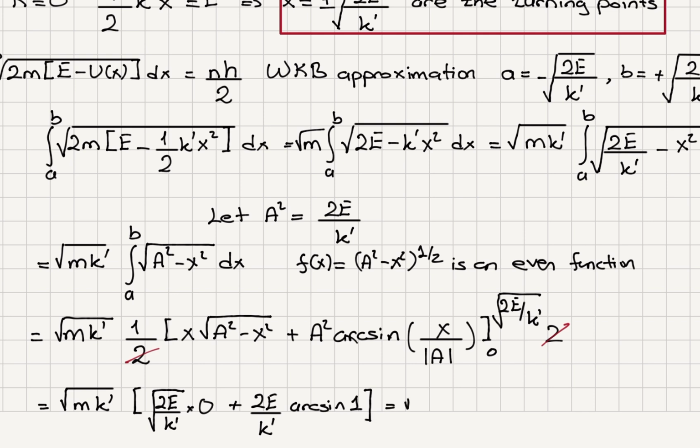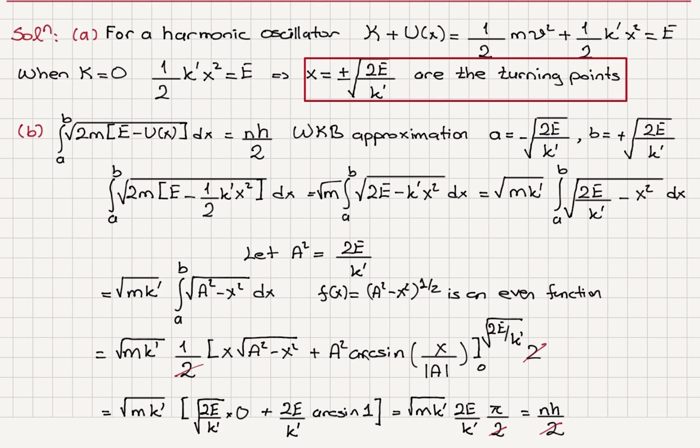And that gives me square root mk prime multiplied by 2E divided by k prime. And what is arc sine 1? It is pi over 2. Sine 90 is 1. So this is equal to nh over 2 according to the WKB approximation. And you can see that these two 2's will cancel out. So I will be left with the following. The square root m over k prime, 2 pi times energy E is equal to nh.